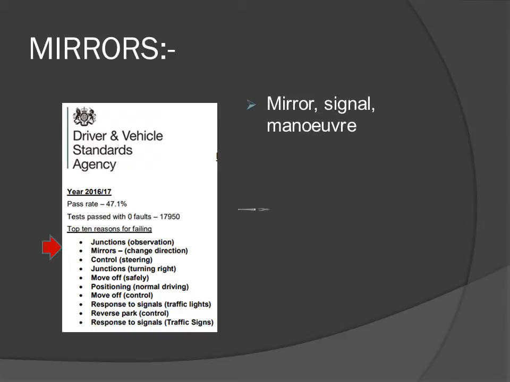Use of mirrors. Throughout the driving test, use the correct procedure. You must look in your mirrors before you signal, then do your manoeuvre. You must keep up to date with everything that is going on around you. If you do not know where a vehicle behind you turned off, you're not checking your mirrors enough.